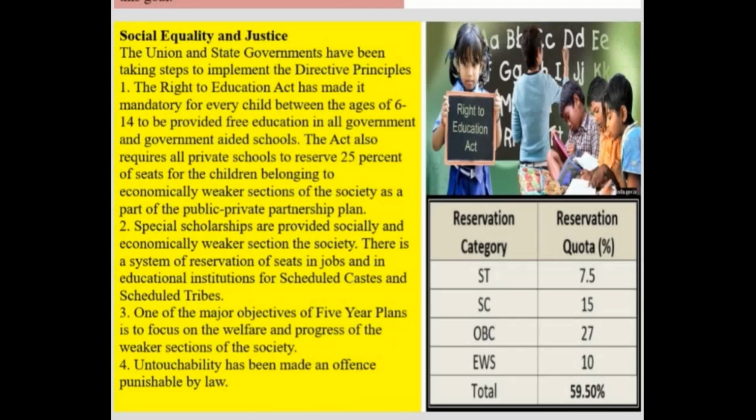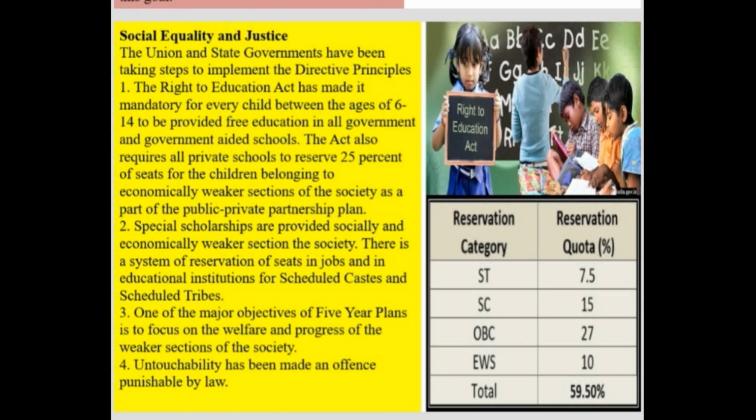Just now, in the discussion of the directive principles and welfare state, we came across a point called social equality and justice. By achieving social equality and justice through directive principles, there is a lot of scope for the achievement of a welfare state. So let us now understand what is this social equality and justice.